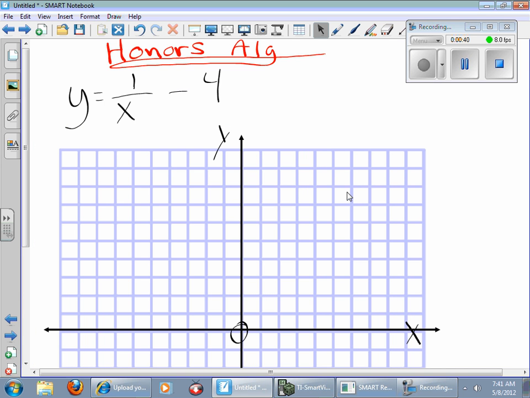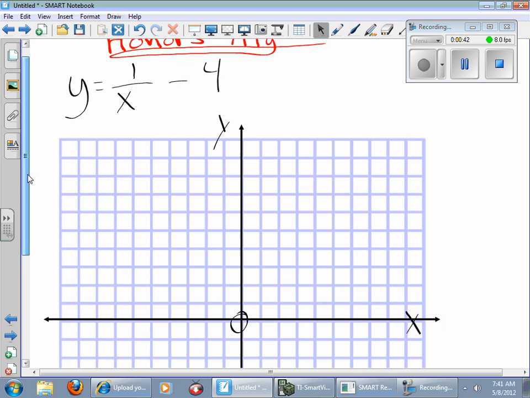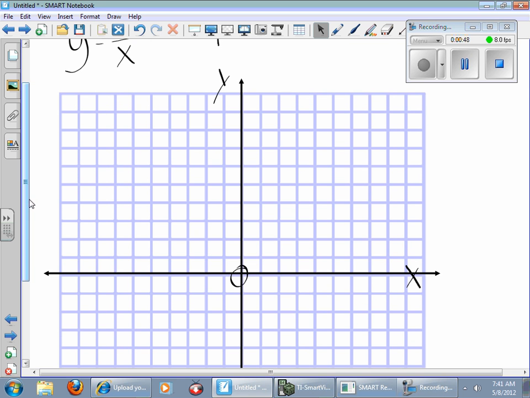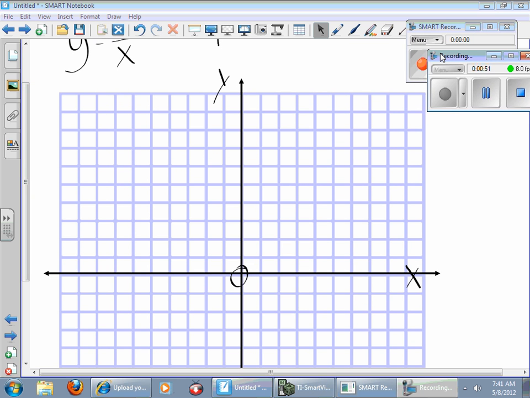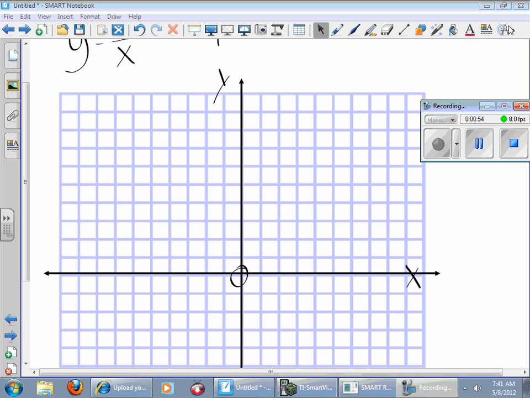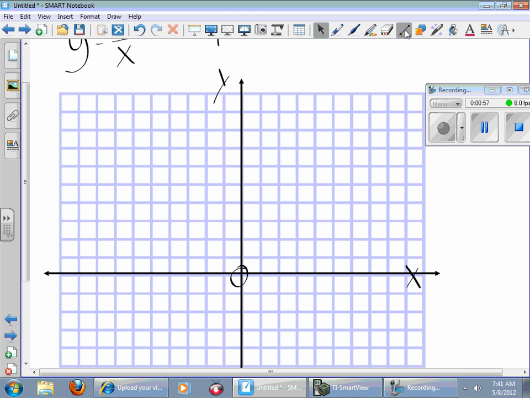So the first thing I notice is that my restriction occurs at 0, right? So I'm going to have a restriction at the y-axis. Oh, that's strange. I've got two of those things open. All right.